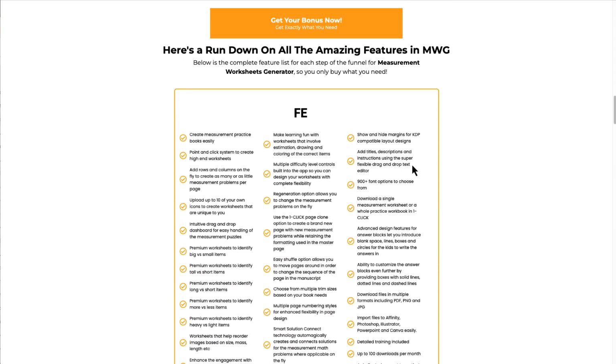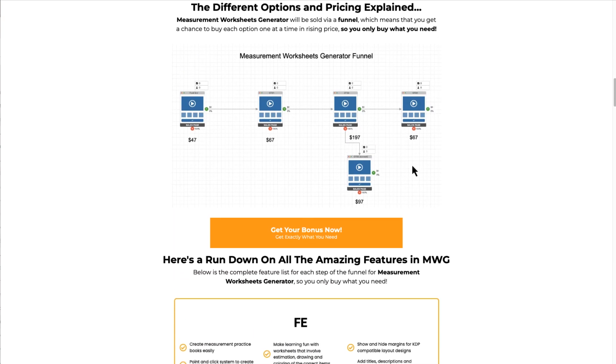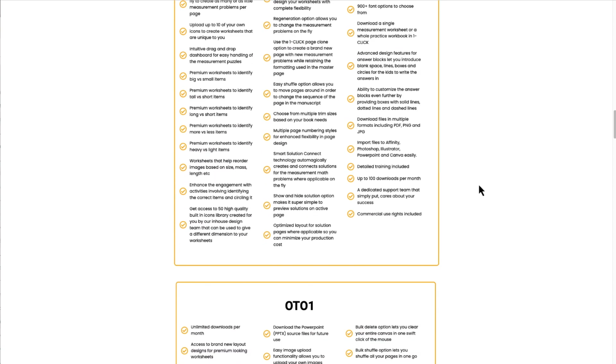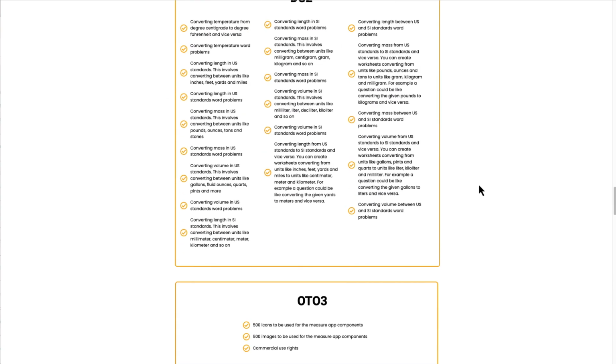If you scroll back up here on the bonus page, you can take a look again at the funnel, because Measurement Worksheet Generator is sold by a funnel. So here we are in this funnel where we looked at all the options and all the different templates. That does cost $197. And then there's the $97 option if you don't want all of those products. But you can see here that the next page is $67. And if you scroll down, that is what is called OTO3.